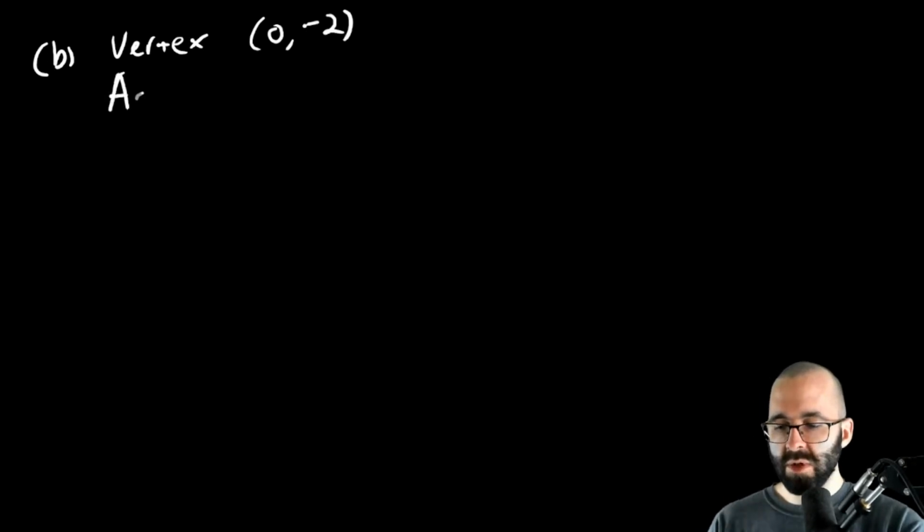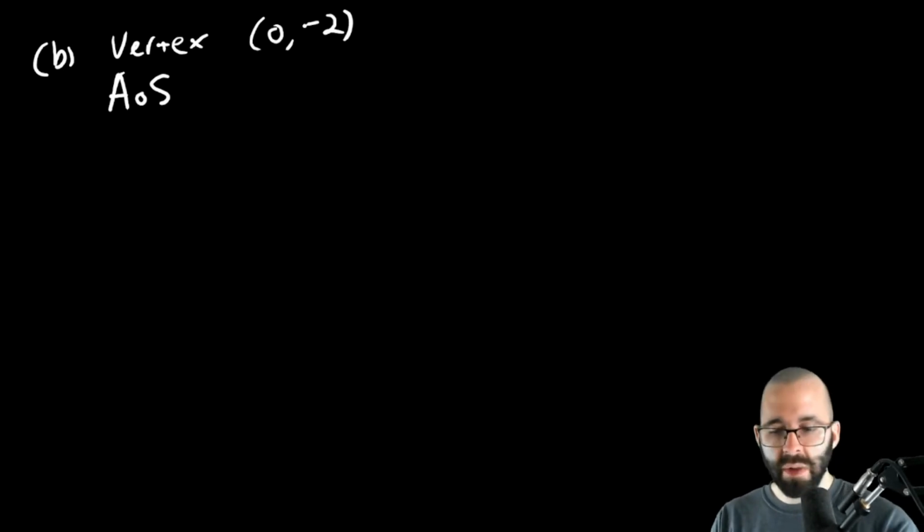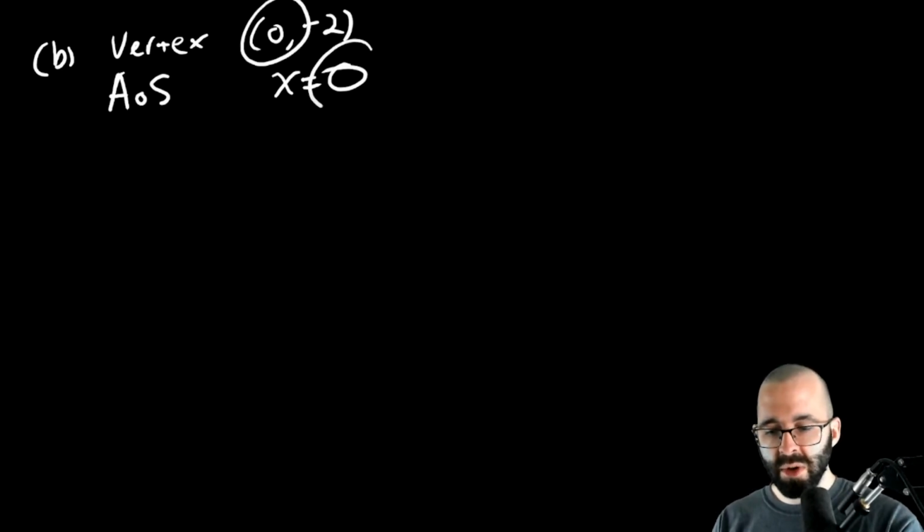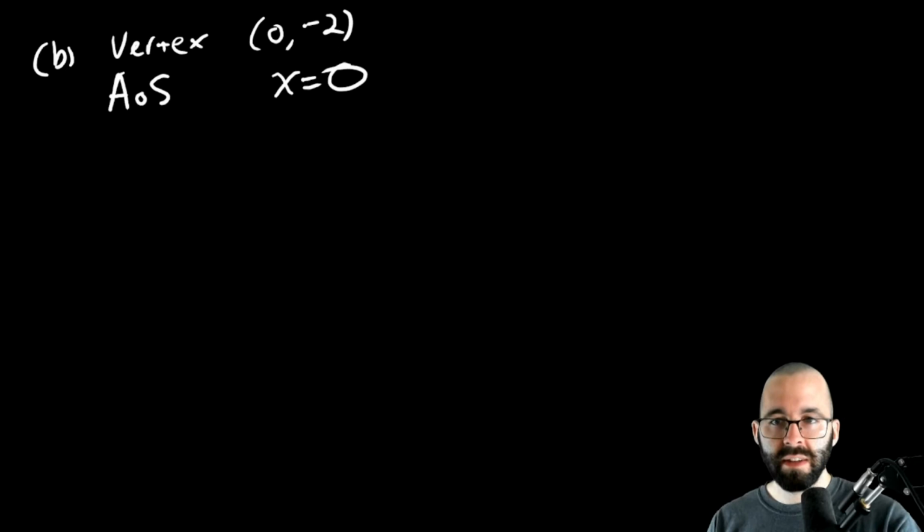The axis of symmetry, I don't even need to look at the graph. As soon as I have the vertex, I know the axis of symmetry. It's the vertical line that goes through the vertex. This number and this number will always be the same. X equals 0.